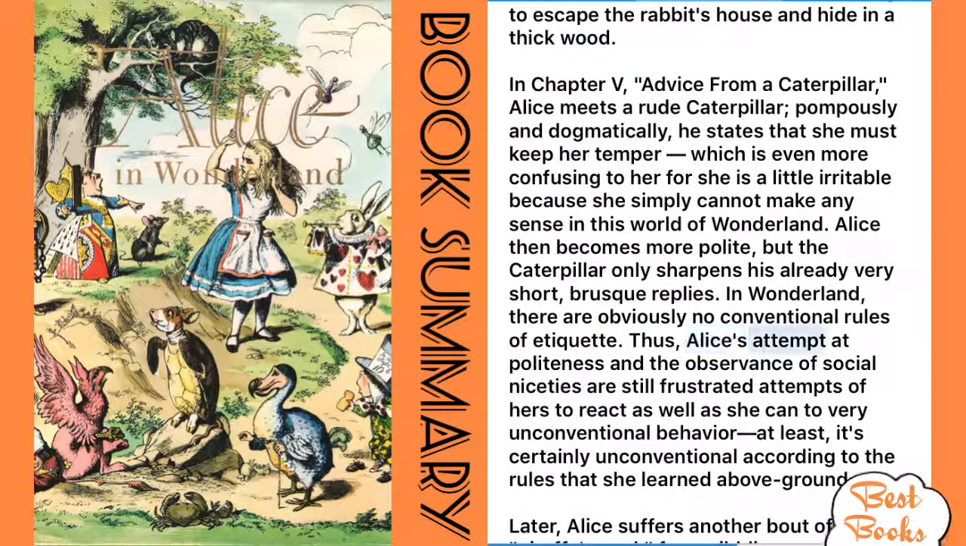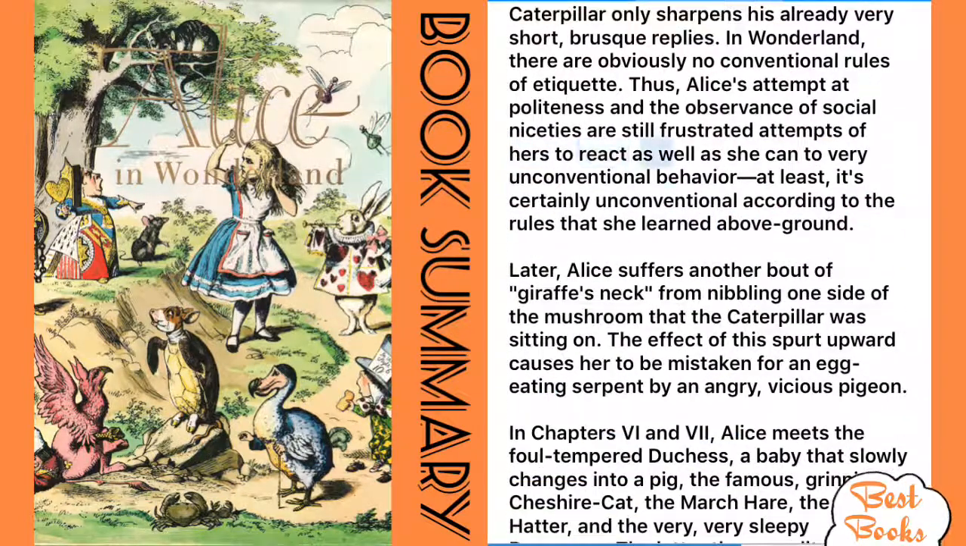Thus, Alice's attempt at politeness and the observance of social niceties are still frustrated attempts of hers to react as well as she can to very unconventional behavior. At least, it's certainly unconventional according to the rules that she learned above ground. Later, Alice suffers another bout of giraffe's neck from nibbling one side of the mushroom that the caterpillar was sitting on. The effect of this spurt upward causes her to be mistaken for an egg-eating serpent by an angry, vicious pigeon.